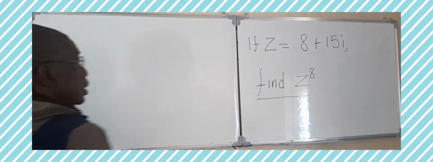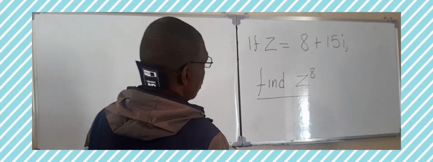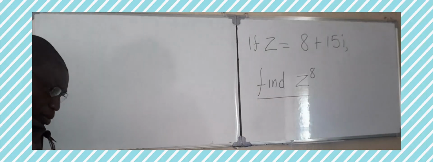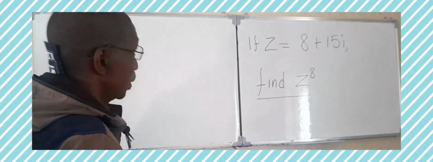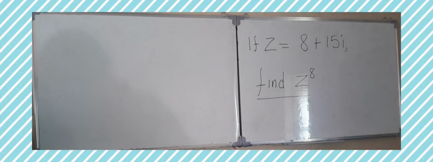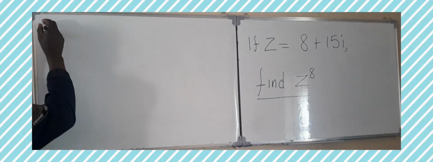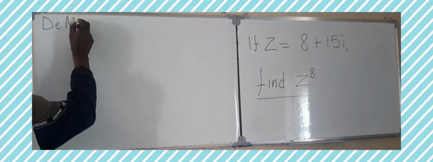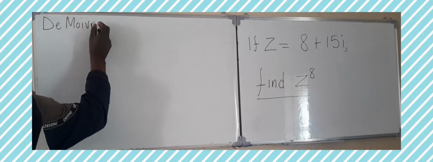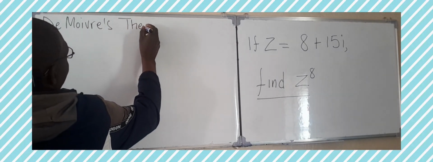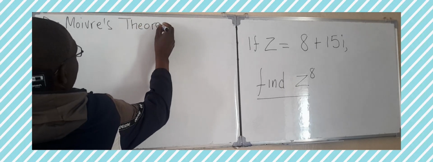I do have a complex number which you can see on the board. I've called it the complex number Z, and we want to raise it to the power 8. Now, we have to use what is called Moivre's theorem. I'm not so sure if I'm pronouncing it correctly because it's a French name, but it's spelled like this. Moivre's theorem. As you can see, it's a French name. He was a French mathematician.